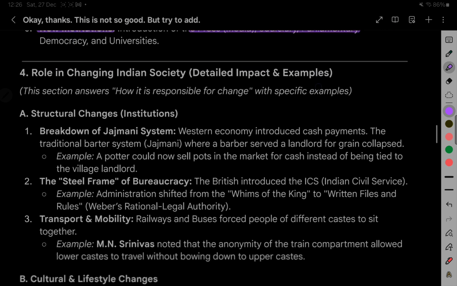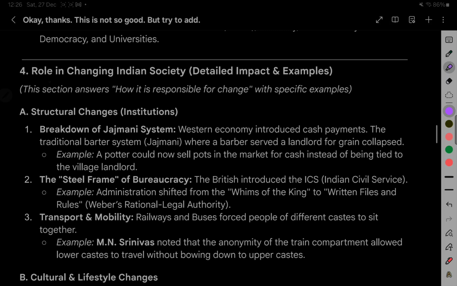4. Role in changing Indian society, detailed impact and examples. This section answers how it is responsible for change, with specific examples. Structural changes, institutions: breakdown of the Jajmani system. Western economy introduced cash payments. The traditional barter system, Jajmani, where a barber served a landlord for grain, collapsed. Example: a potter could now sell pots in the market for cash instead of being tied to the village landlord.